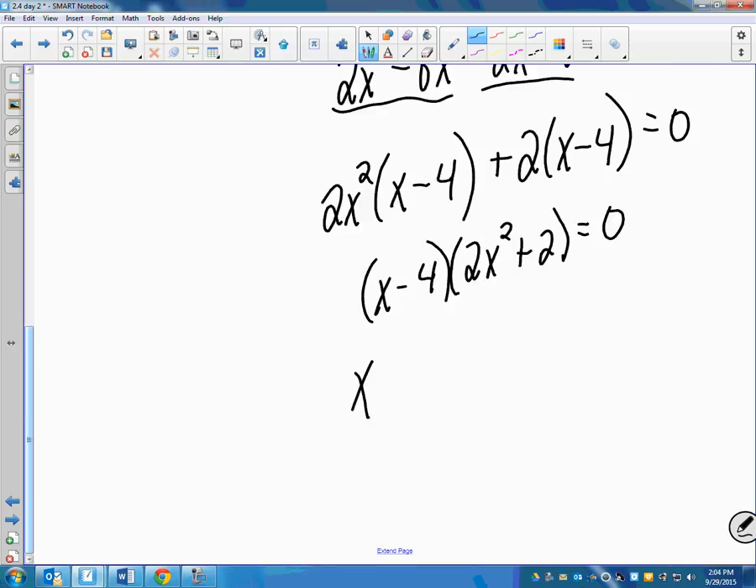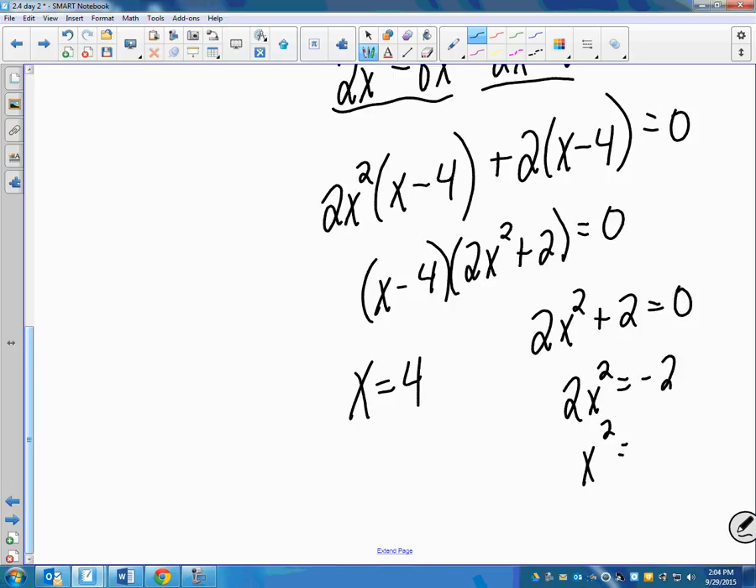So look what happens when we solve it. We get x equals 4. But what about this one? 2x squared plus 2 equals 0. Is that going to be a real number? Yeah, you get negative 1, and technically the directions only ask for real numbers, which means you don't have to solve this. If you want to say it's plus or minus i, I'm not going to mark you wrong for doing more than it's asking for.